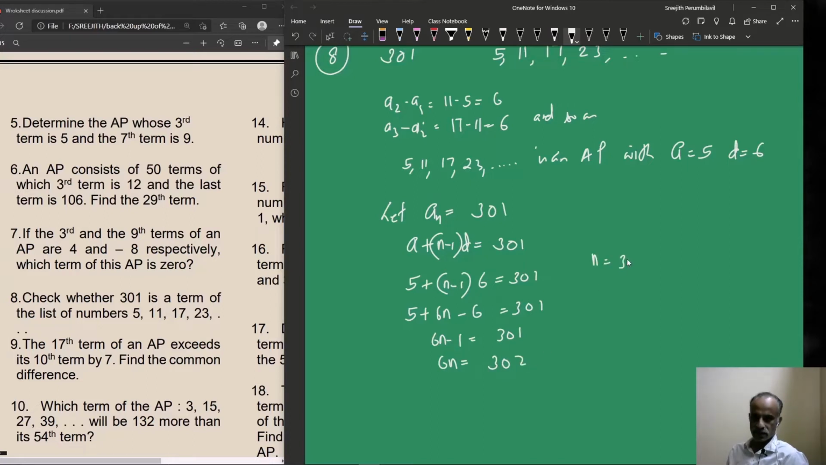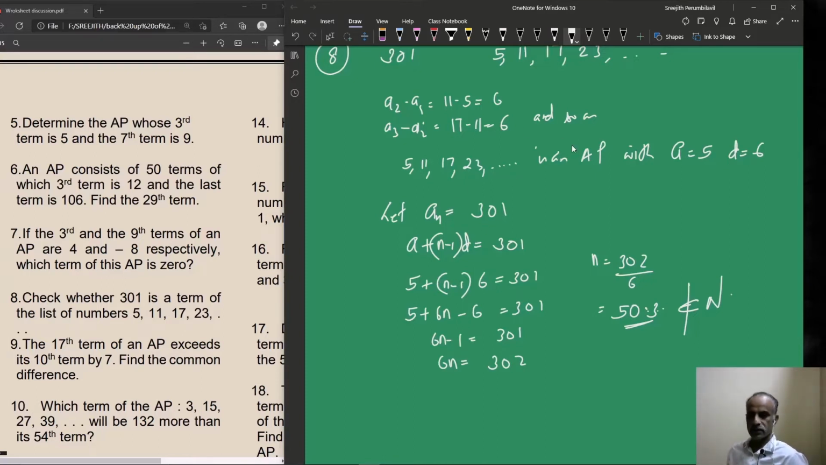n is equal to 302 divided by 6, that is 50 point 3, okay, 50.33. So that means n is not a natural number. So we cannot say that this is the 50.3rd term, that doesn't make any sense, it's pure nonsense. So we cannot say that there is a particular position for 301.